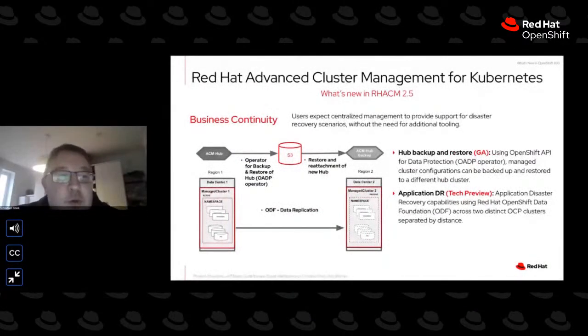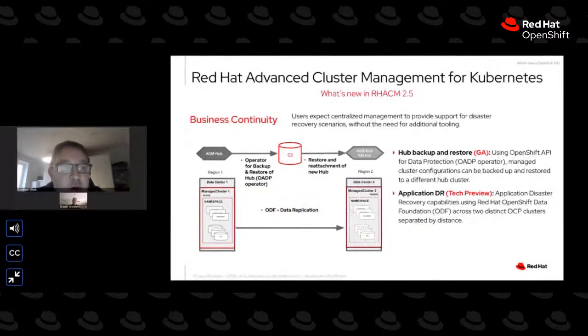So finally, we have been able to provide crucial features around business continuity. We have the RH ACM Hub Backup and Restore, using a backup solution based on OpenShift API for Data Protection. Managed cluster configurations can be backed up and restored in a different hub cluster. We also leverage ODF, formerly known as OCS, and RH ACM for disaster recovery across stateful workloads. For your business-critical stateful apps, ODF, along with RH ACM, will ensure you have a robust multi-site, multi-cluster disaster recovery strategy. Both ODF and RH ACM enable fast and consistent application DR that protects both application data and application state.